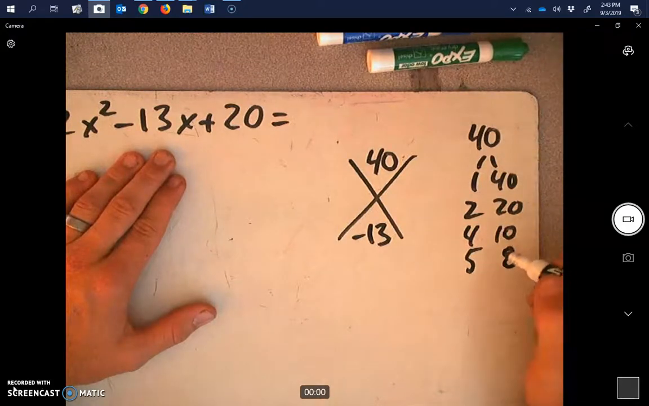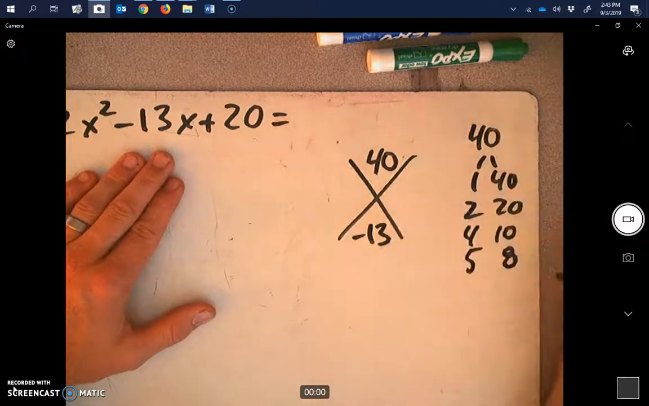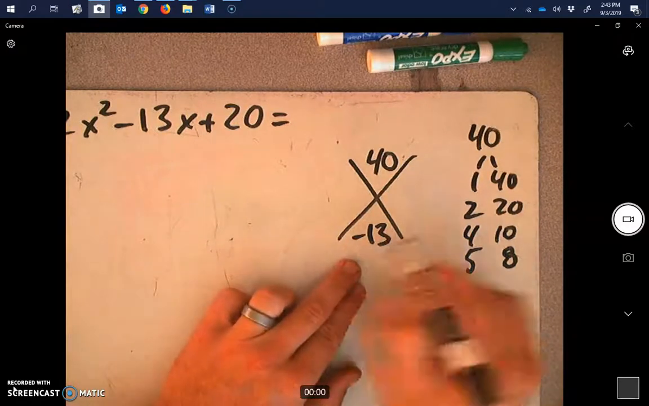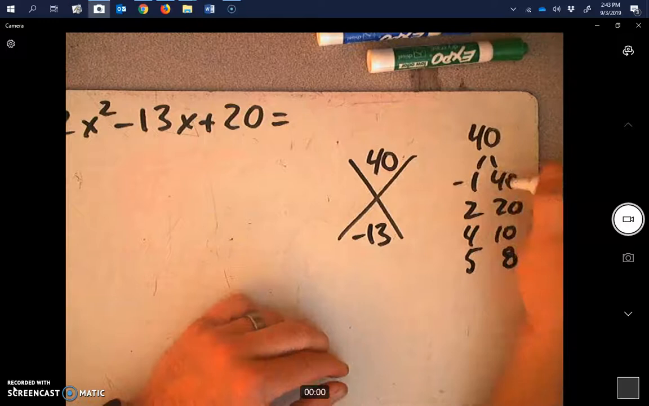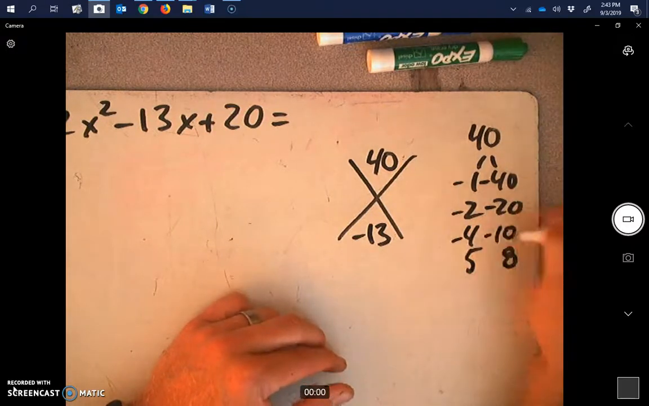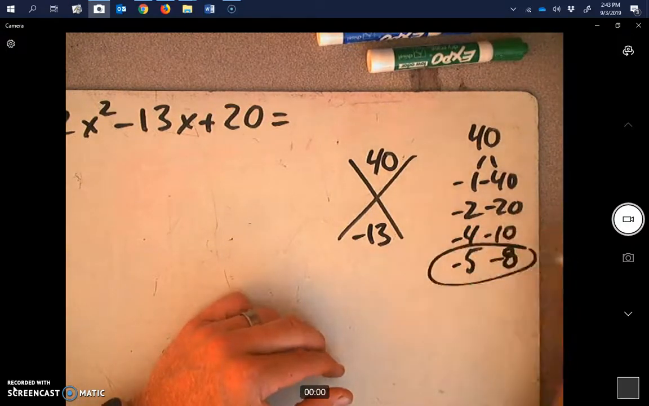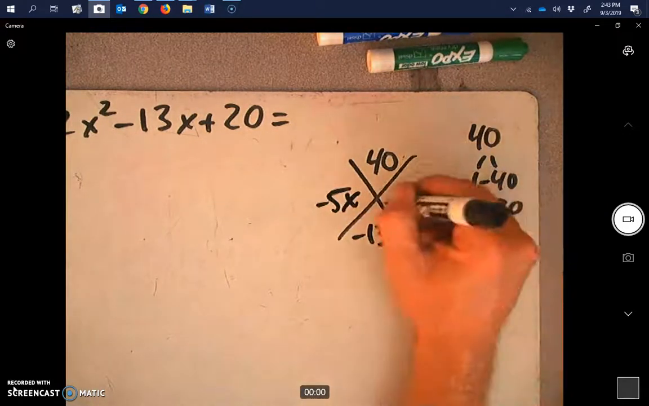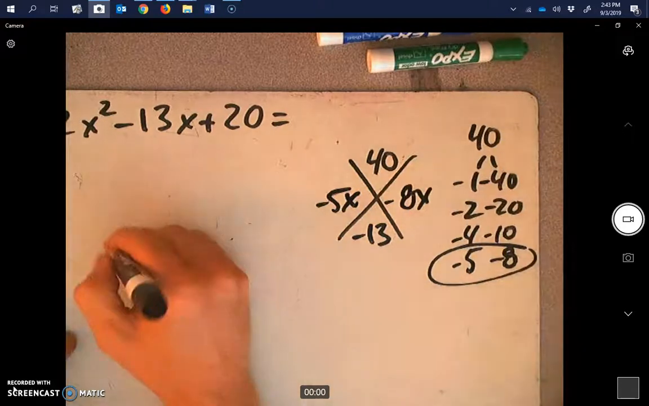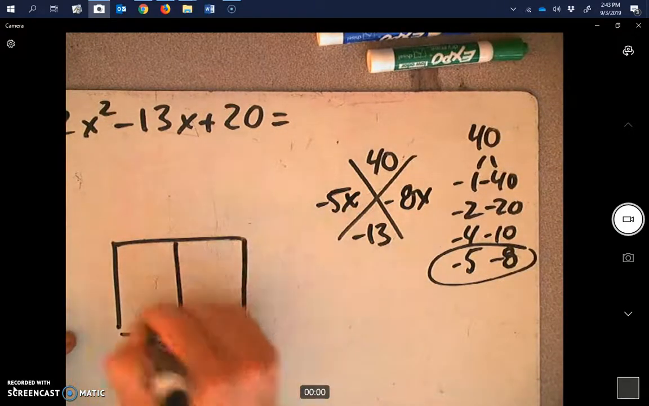So, which of these numbers adds up to negative 13? Well, you notice this is negative and this is positive. So that means that both these numbers are going to end up being negative. So negative all the way down. That means that these are our winners. Negative 5x and negative 8x.